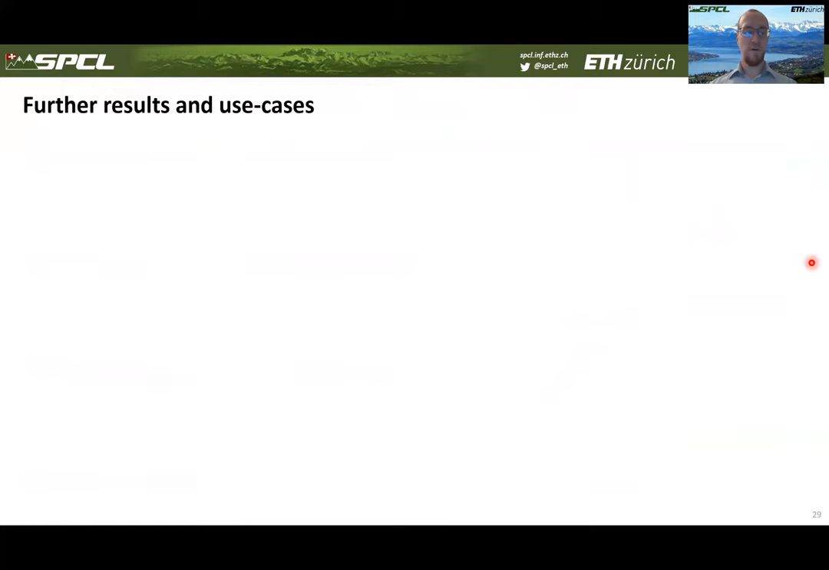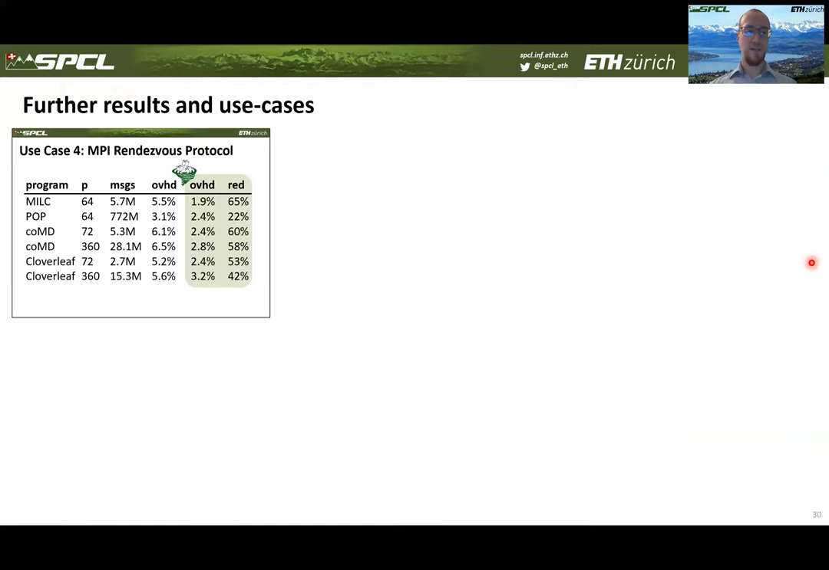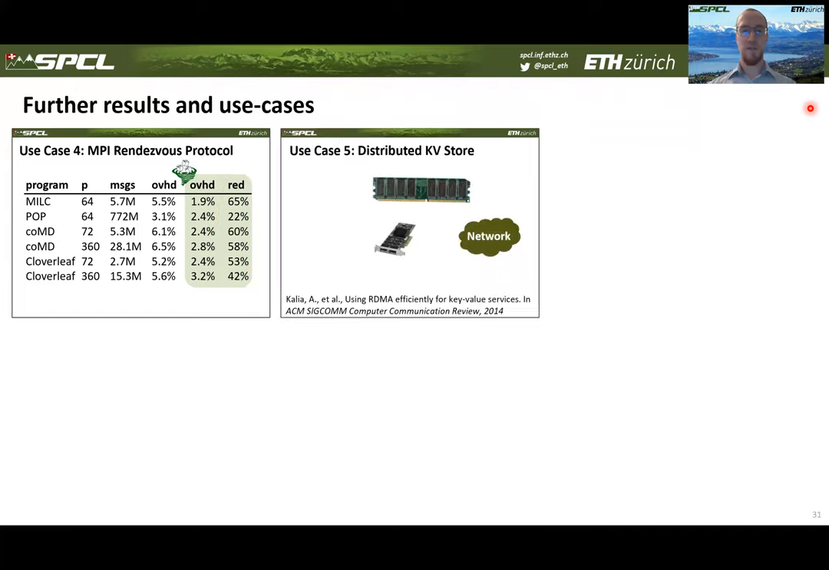Then we have a whole flurry of additional use cases. So for example, we have a use case where we could offload the full MPI protocol, so the MPI rendezvous protocol, and we could gain an application speedup of up to 60% here for these particular simulation results. So the rendezvous protocol is basically the protocol where sender and receiver are agreeing to transmit a certain large message across the network that cannot be buffered at the destination. So it's an MPI-specific protocol.